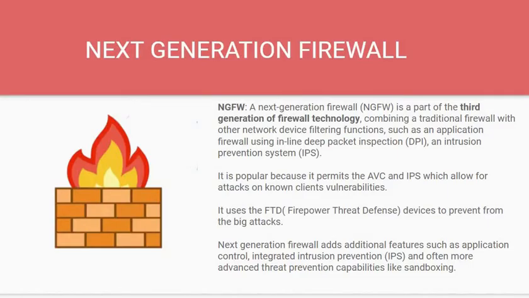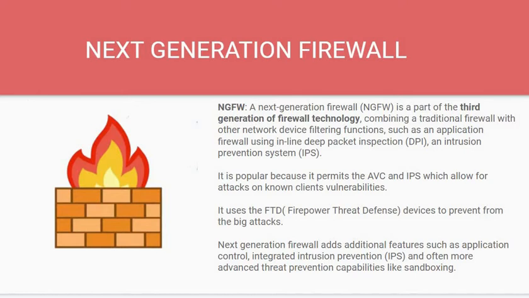According to Wikipedia, Next Generation Firewall is a part of the third generation of firewall technology, combining a traditional firewall with other networking device filtering functions, such as an application firewall using inline deep packet inspection (DPI). By the way, DPI is an advanced method of examining and managing network traffic, and the IPS, which stands for Intrusion Prevention System, is a form of network security that works to detect and prevent identified threats. It is also popular because it permits the AVC, which stands for Application Visibility and Control.